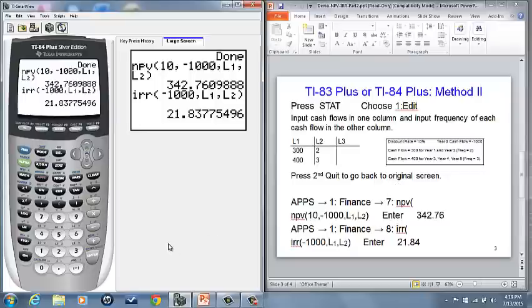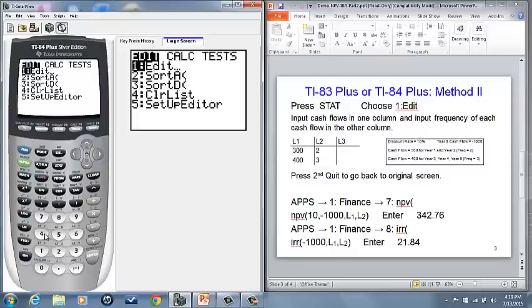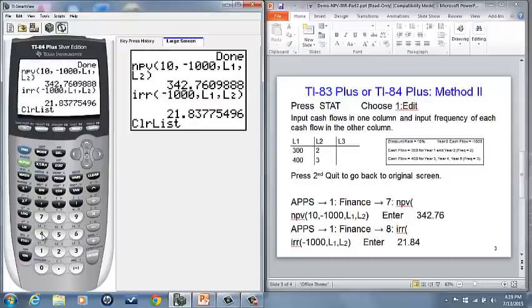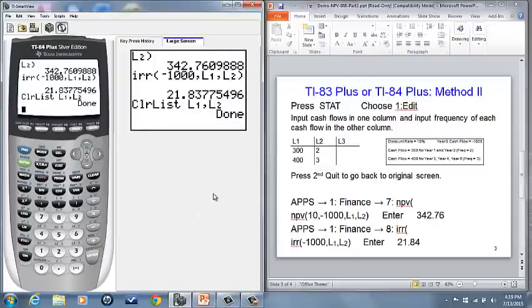And again, we can clear our L1 and L2 list data. So STAT, number 4, ClrList, and we can clear multiple lists at one time. So 2nd 1, which means L1, comma, 2nd 2, which means L2, and enter. And then Done, which means the L1 and L2 list data have been cleared.